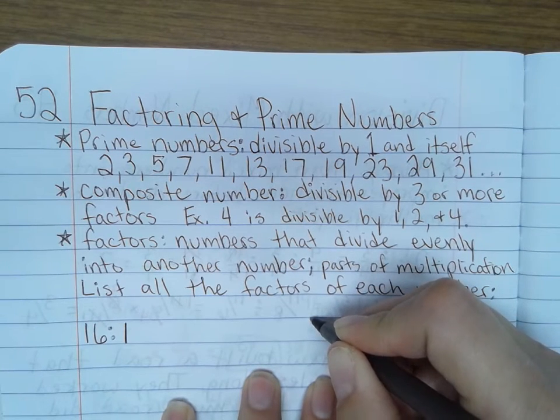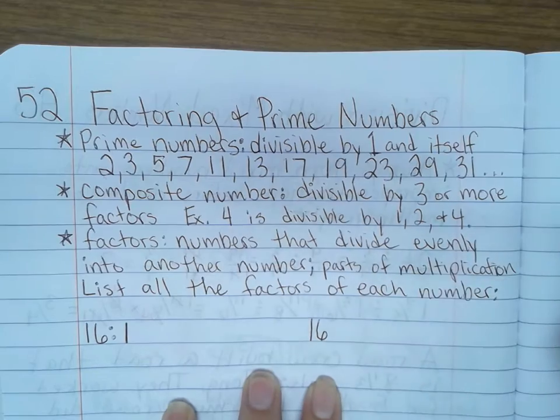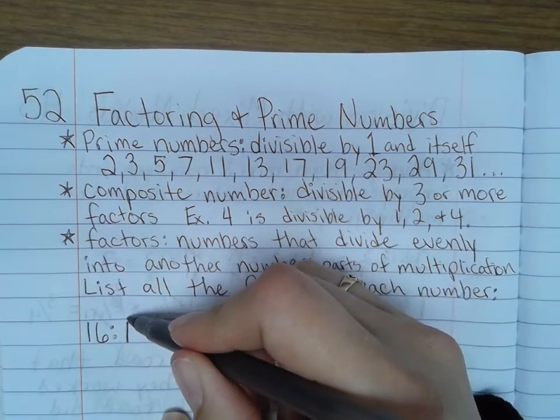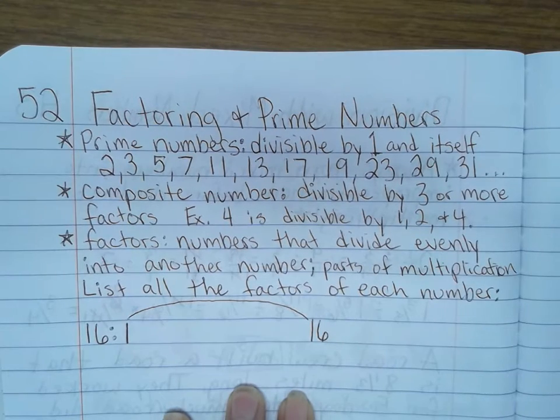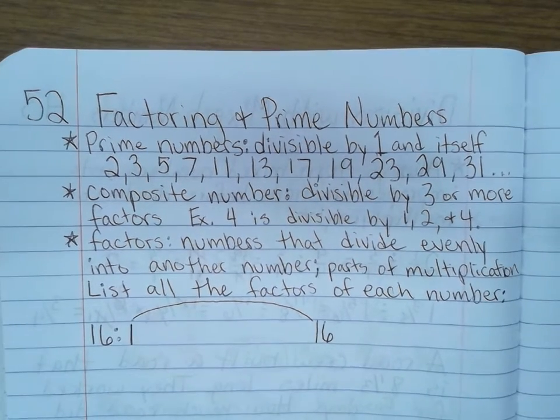So we want to write 16 out here. It's okay if we have more space in between, but that way I don't start clumping my numbers together if I run out of space. So 1 and 16 go together. So there you can see part of my rainbow.